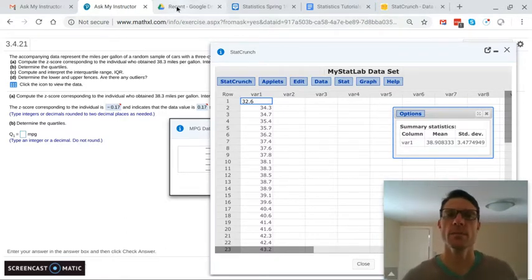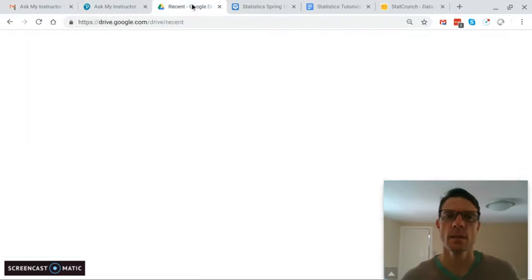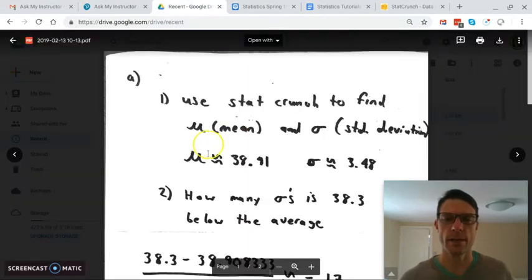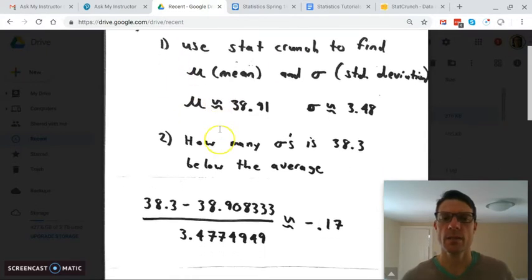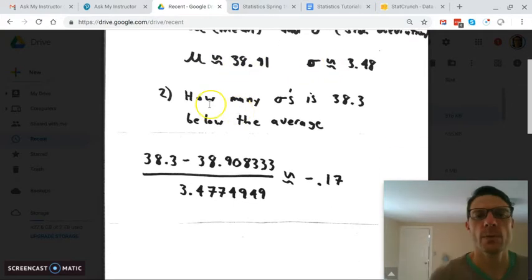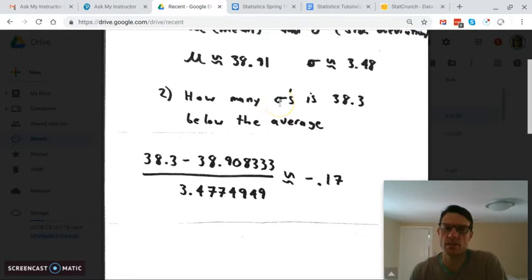Okay, so let me take you into my scratch work as I work through this. You see these aren't the nicest numbers, 38.9, all these decimal places, and you'll see how we're going to handle that. So like I said, I just used StatCrunch to find the mean and the standard deviation. Notice I rounded them here just so that's nice to write. And we want to find out how many standard deviations, the sigma, 38.3 is below the average.